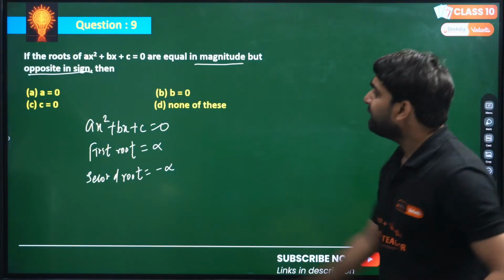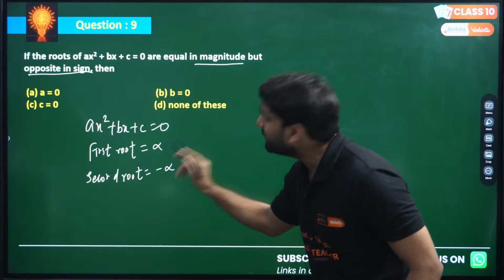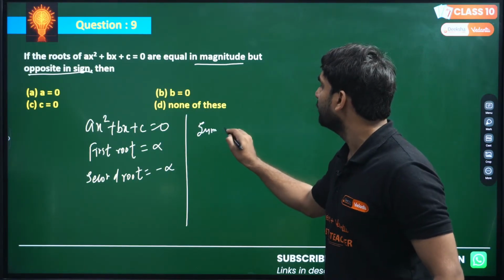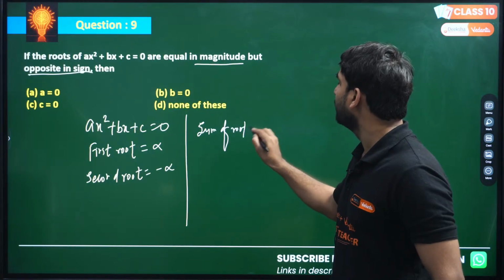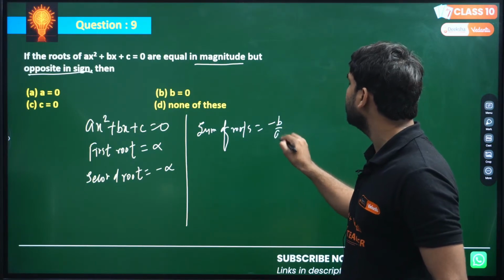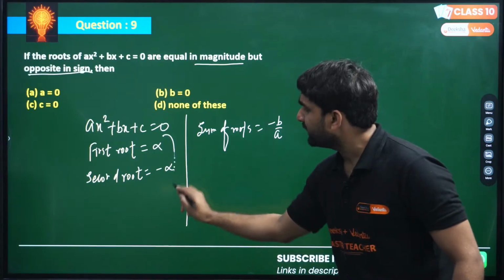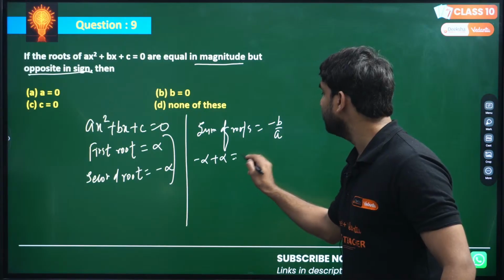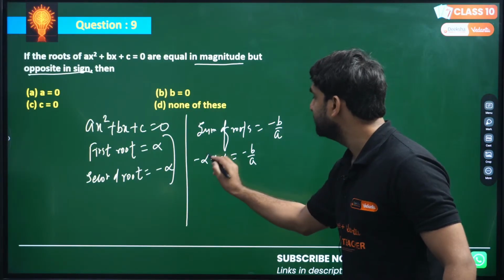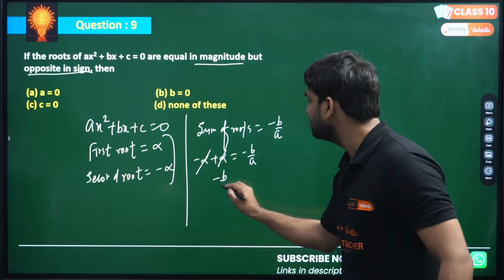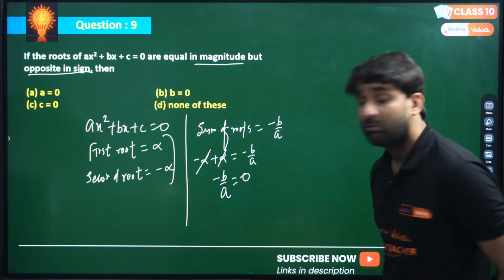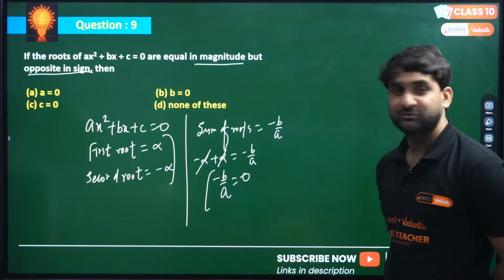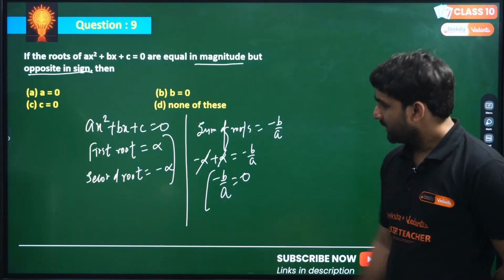Now if both the roots are equal with opposite signs, you all know, my dear kids, the sum of roots is minus b by a. And if both the roots are equal with opposite sign, so minus alpha plus alpha equals minus b by a. So this is cancelled. So minus b by a is equal to 0.